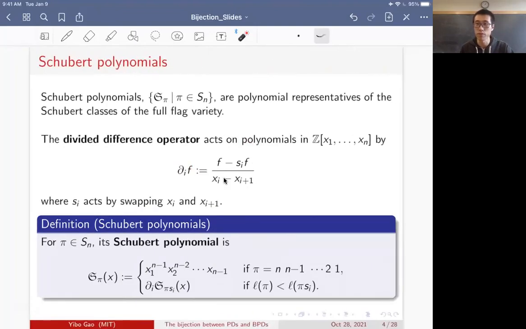And the Schubert polynomial can be defined recursively from top to bottom by this formula. If π is the longest permutation, n, n minus 1, and so on, up to 2, 1, then the Schubert polynomial, well, here I'm only introducing the single variable Schubert polynomial, is going to be x to the staircase shape, which means x_1^{n-1} x_2^{n-2}, and so on, up to x_{n-1}. And if π is not the longest permutation, then it's going to have an ascent at some position i, or in other words, the length of π is smaller than the length of π s_i. Multiplying s_i on the right means that you swap the indices i and i+1. In that case, we already know the Schubert polynomial at the permutation π s_i, which has a longer length. And then the Schubert polynomial at π is just this divided difference operator applied to the Schubert polynomial at π s_i.